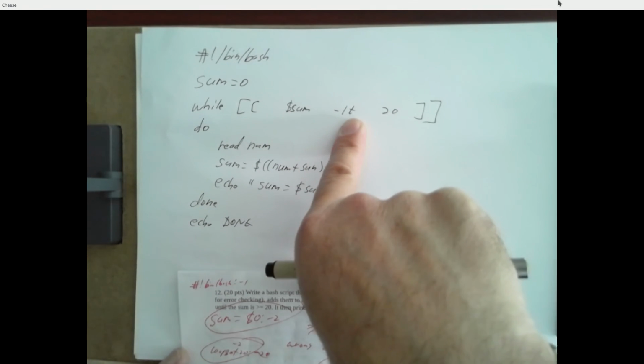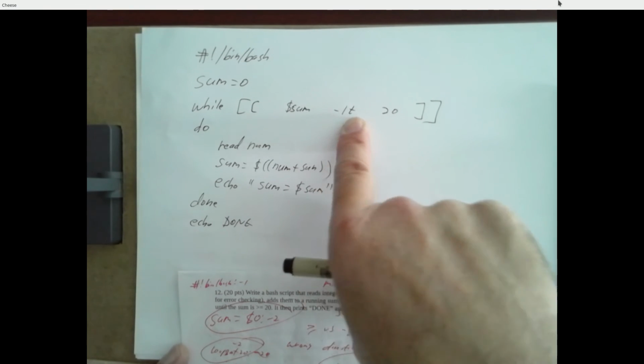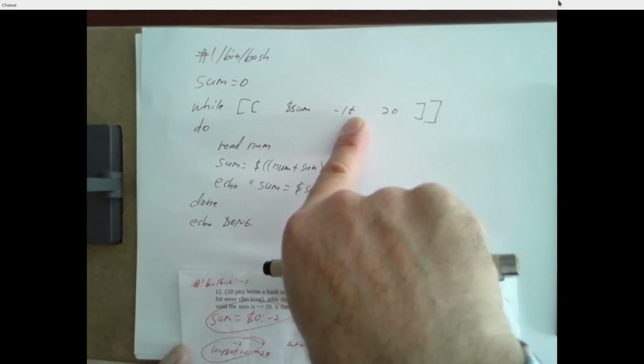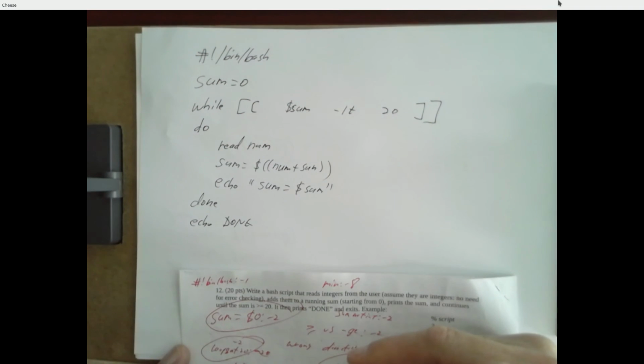If you make this greater than or equal to, that's definitely not right, because since sum is 0, if you say do this while sum is greater than 20, it's never going to do the while loop, right? So easy mistakes to make, easy mistakes to fix.